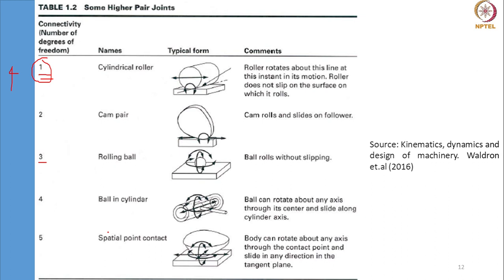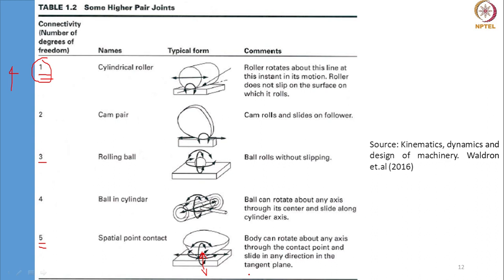And spatial point contact, this is a special pair where a body can rotate about any axis and can slide in any direction of its plane. So it can't go down. So 1 degree of freedom is lost. So the other degrees of freedom x, y, if z degree of freedom is lost, I can say that x, y translational freedoms remain intact, and theta, phi, and psi angles remain intact. So we have 5 degrees of freedom here.